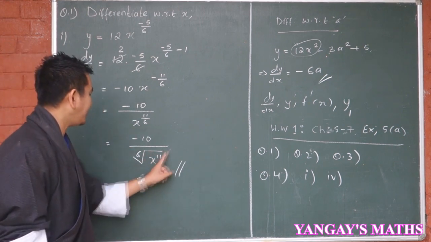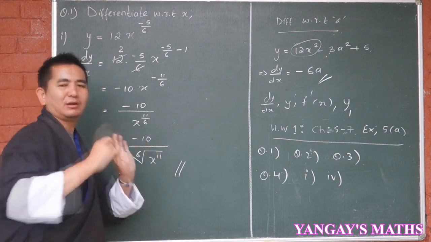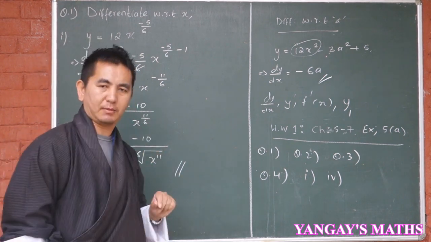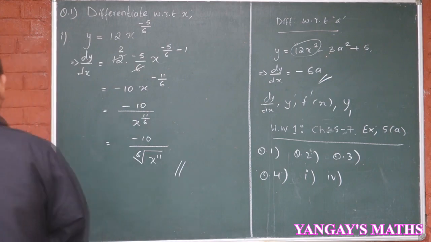Either you write 11 inside or you write outside. I told you yesterday, the meaning is the same. Now let's go with question number 2, Roman number 2.